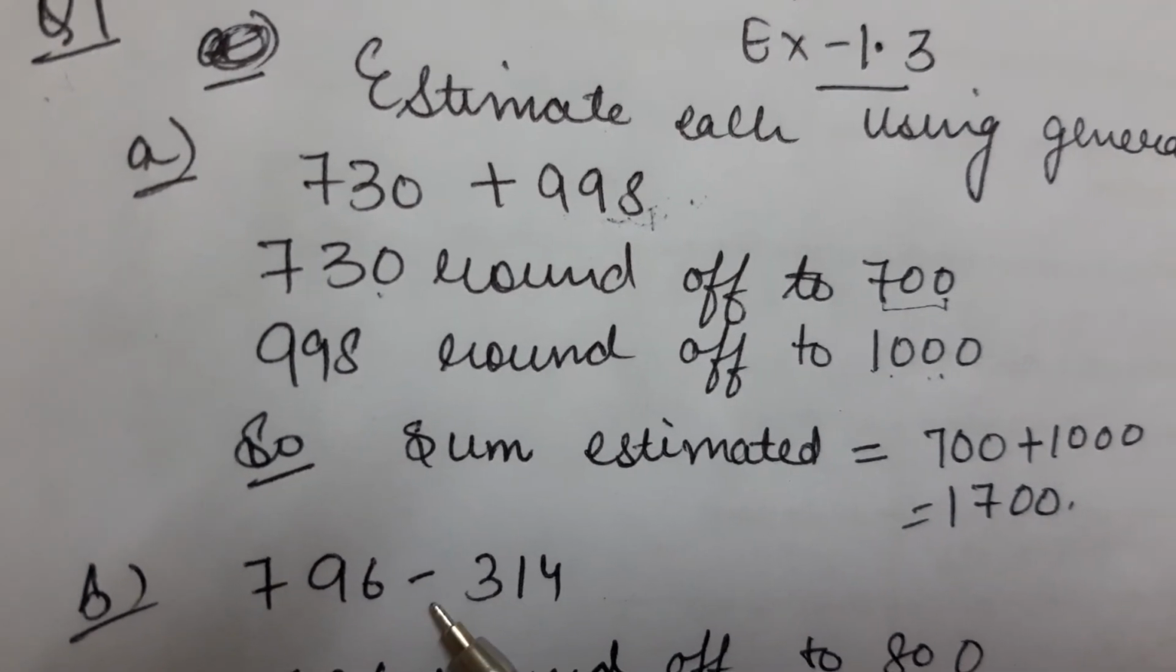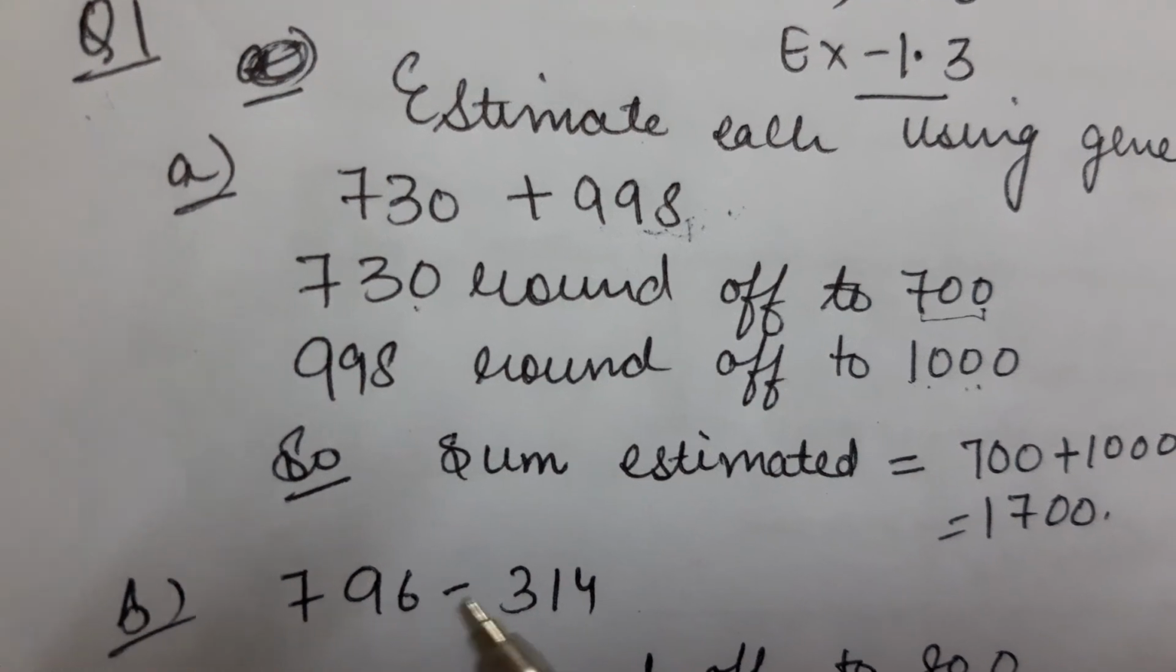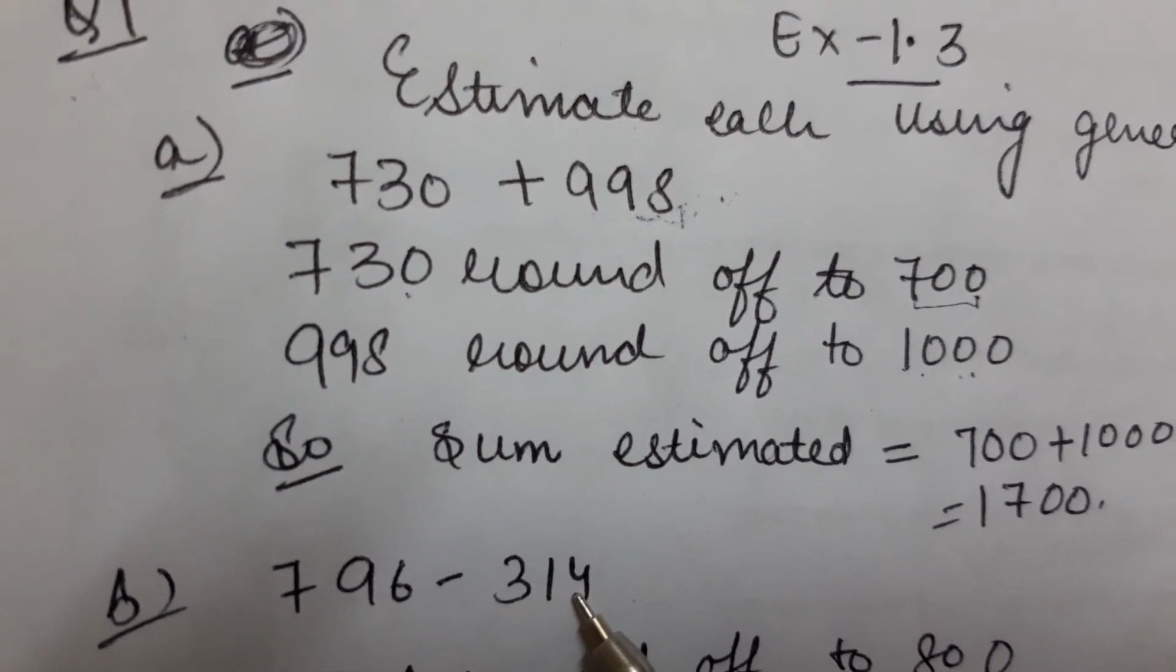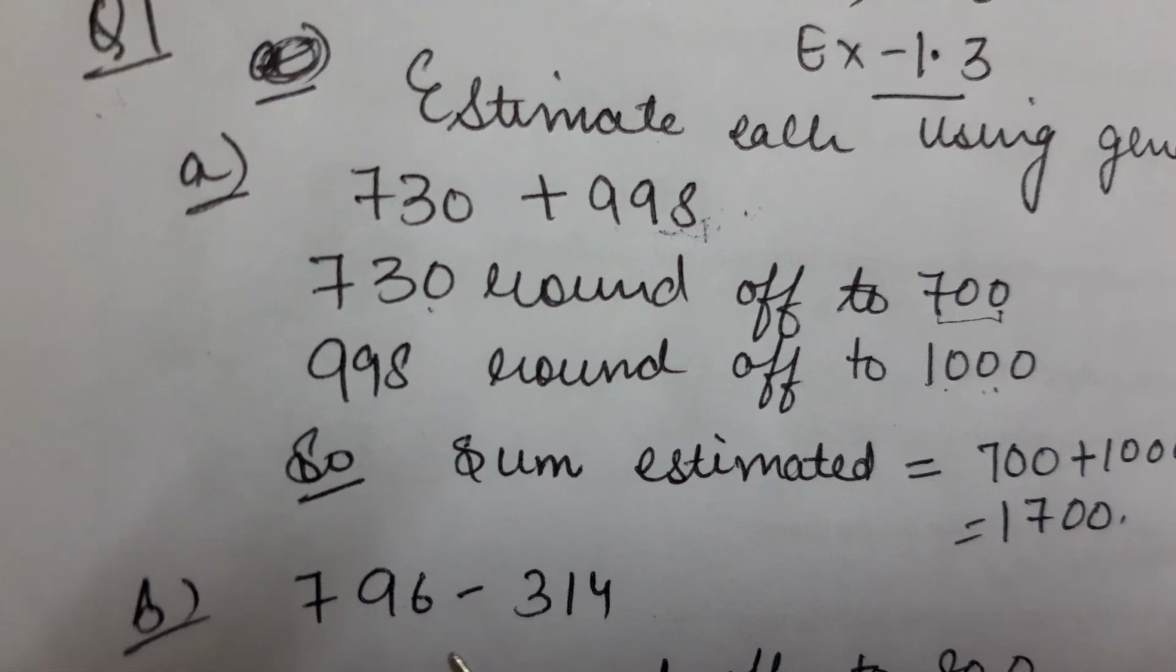Next question is your home assignment. 796 minus 314. You have to estimate the difference of these two numbers.